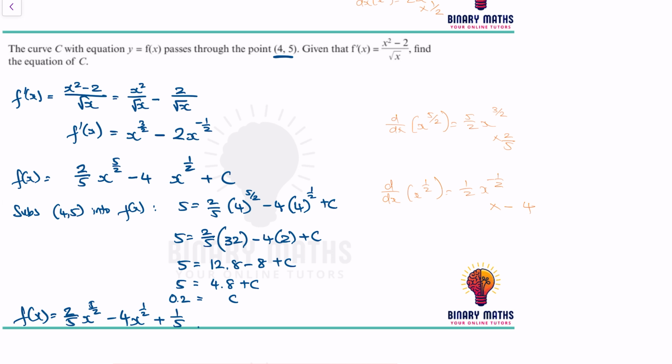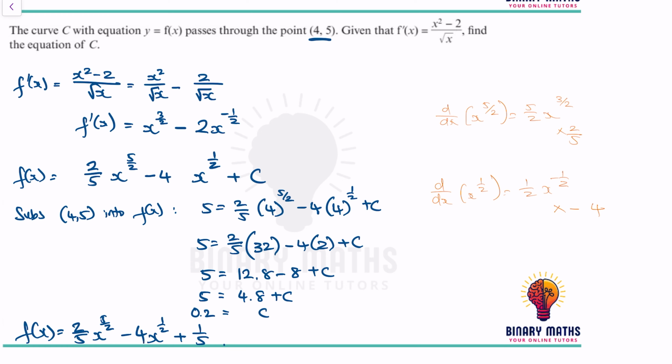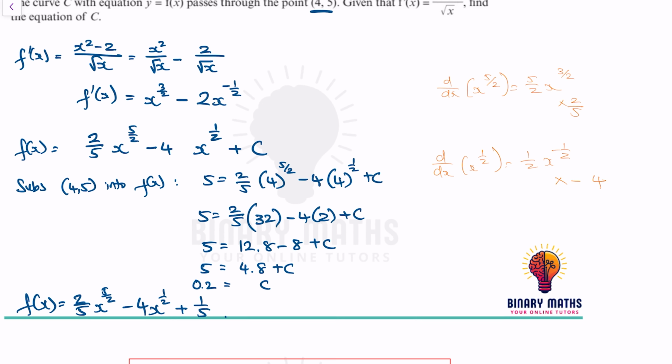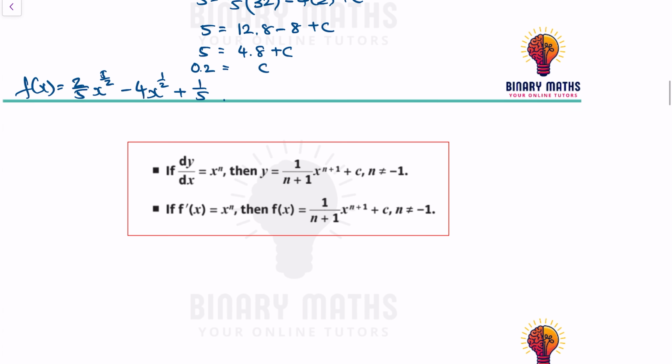Now all this time we've been doing it via reverse differentiation, not trial and error. What you have to realize is you can write it as a formula. The formula for finding the antiderivative, or integrating, is: if you know dy dx is x to the power of n, y must be an increase in the power, so x to the power of n plus 1, but then you have to divide by the power as well. Because when you differentiate x to the power of n plus 1, you get n plus 1 that comes down, so that's why you have to get rid of it.